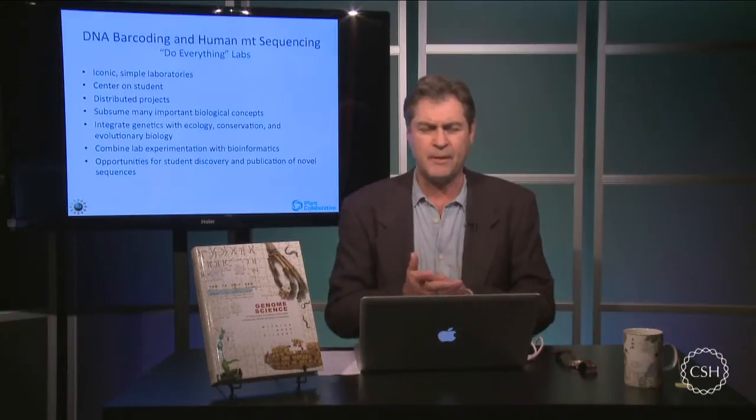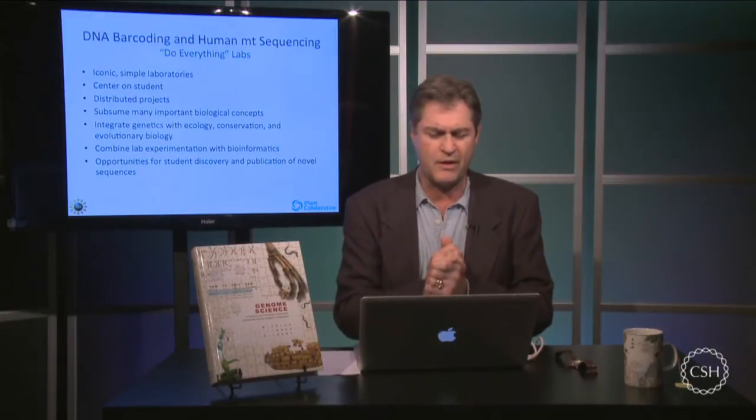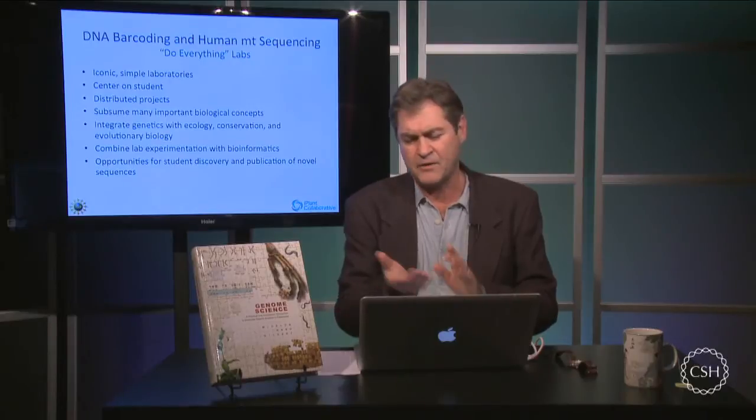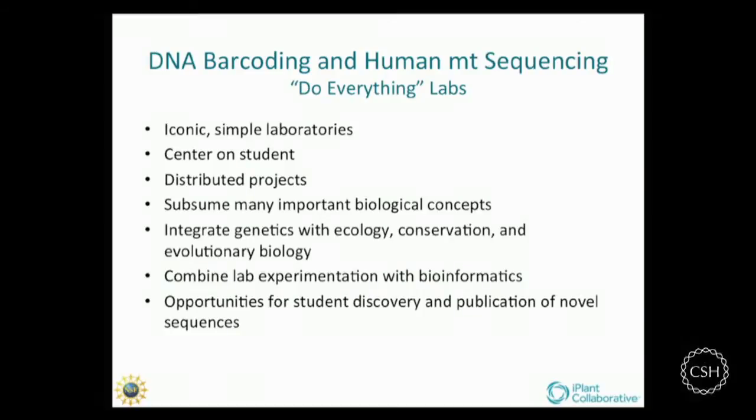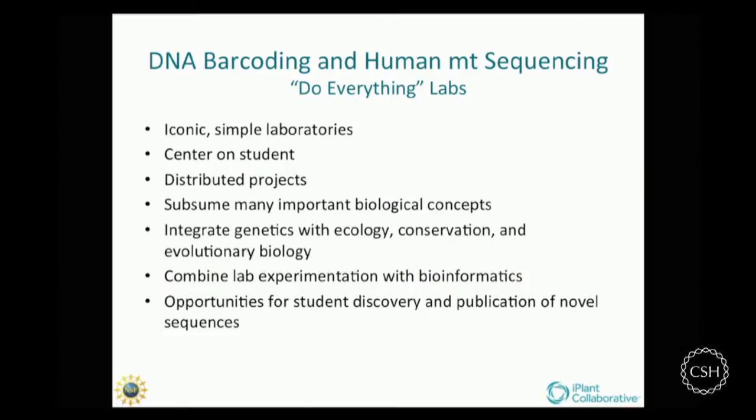Well, let me tell you a little bit about DNA barcoding, and then we'll launch right into some experiments. I also put on here human mitochondrial DNA sequencing, but I call these sort of do-everything labs. They're simple, they're iconic, they center on the student and projects that they can initiate on their own. They're distributed projects where different students in different ones of your classes or in different classes around the country or the world can work on different parts of a similar project. It integrates genetics with ecology, conservation biology, and evolutionary biology, something that all of us, I think, strive to do.